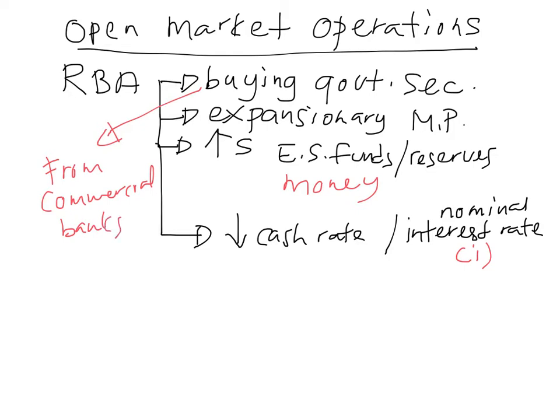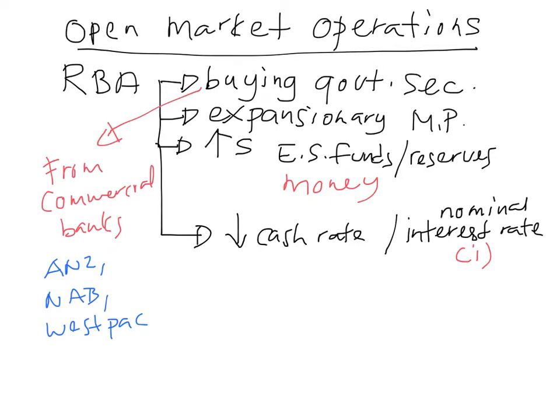What is an example of a commercial bank? ANZ is a commercial bank. National Bank is a commercial bank. Westpac is a commercial bank. Just the banks that you deal with every day. They'll buy government securities, and there's expansionary monetary policy. It will increase the supply of exchange settlements into the economy, which will reduce the cash rate, and that will boost economic activity because interest rates will be cheaper. Okay, so that's one aspect of it.